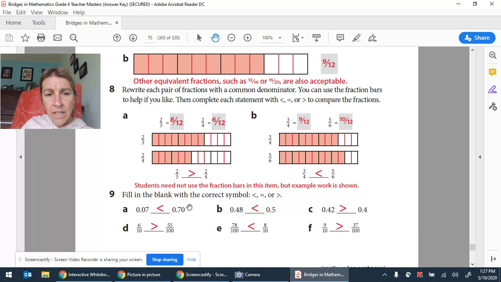9A, 70/100 or 7/10 is greater. B, 50/100 is greater. C, 42/100 is greater than 40/100. D, 60/100 is greater than 55/100. E, 80/100 is greater than 78/100. And F, 90/100 is greater than 37/100.